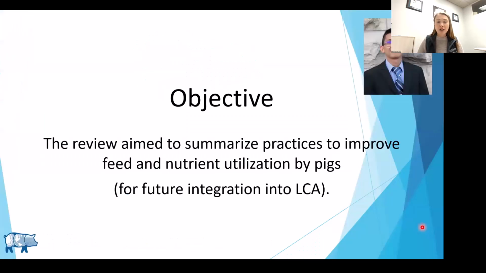And so one of the first objectives that we had was really to do a review that was aimed at summarizing practices to improve feed and nutrient utilization by pigs. And this was really so that we can get some concrete values for some of these nutritional or production strategies that could then be used in LCA. And a picture here is Ron Navalis, our PhD student, and he really spearheaded this specific project.